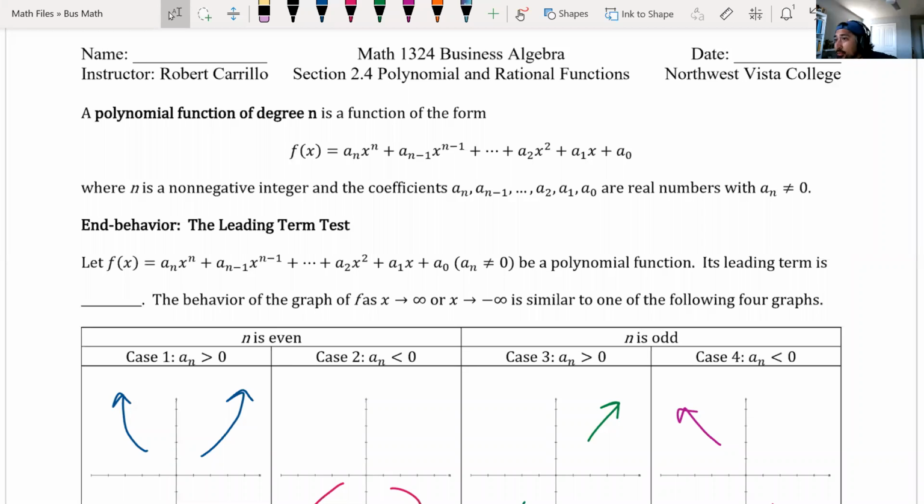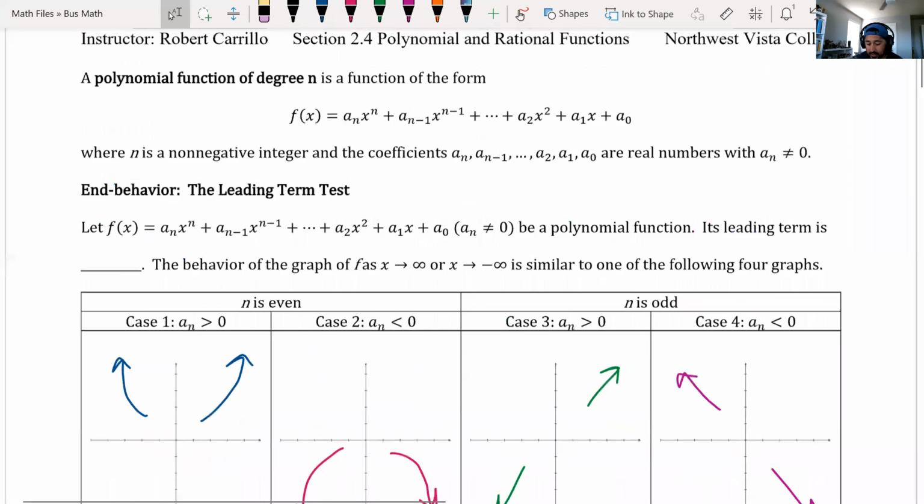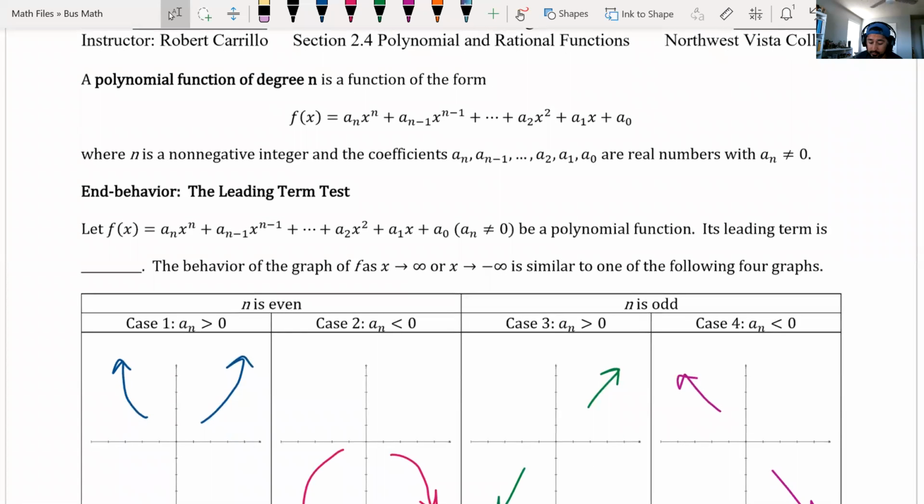So today we have 2.4 polynomial and rational functions. We will be looking at the graphs of polynomial and rational functions and finding out their characteristics, such as which way do they open? Do they open up, down, left, or right? What are their intercepts? And some other fun things.